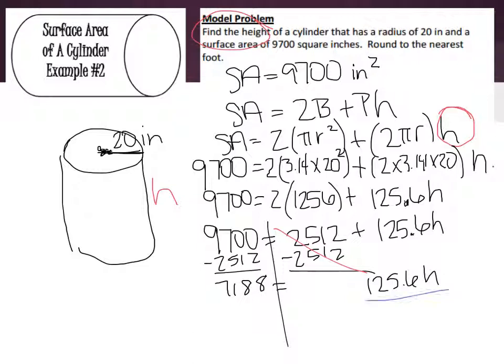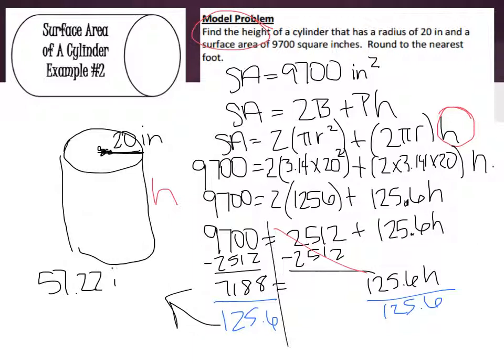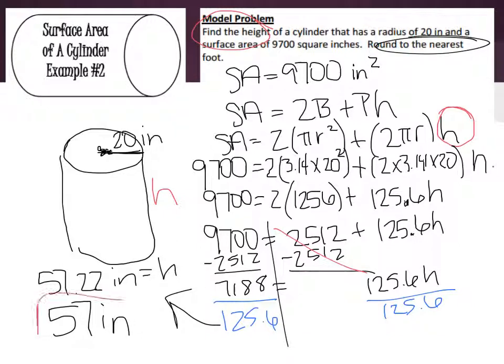We're going to divide both sides by the number in front of H. That's our circumference. If we divide by our circumference, we find that our height would have to equal 57.22, I'm going to write this over here because I'm out of room, 57.22 inches, but they asked us to round to the nearest foot, so this would be 57 inches tall for the cylinder. So we can use our formula to help us solve for missing information.